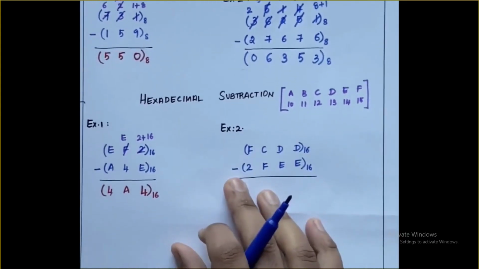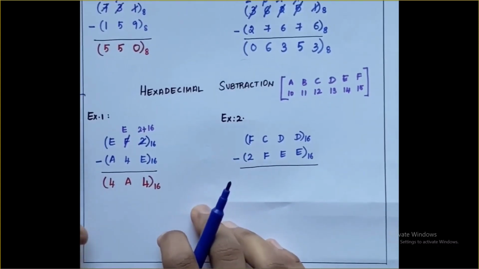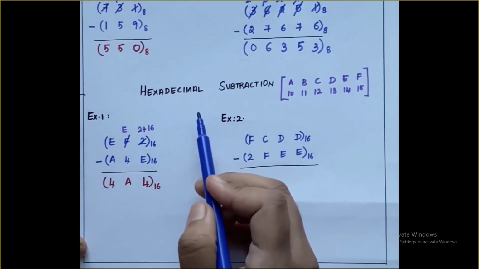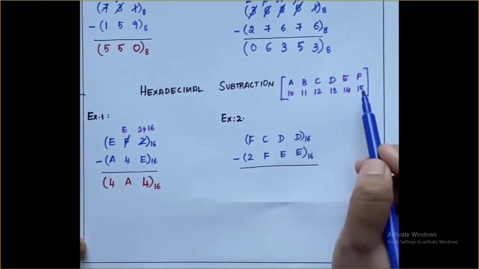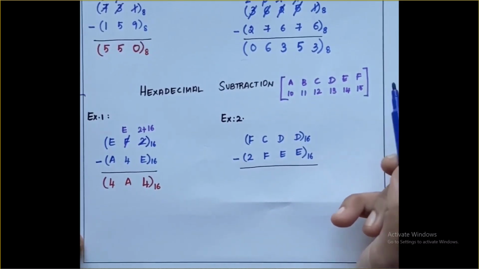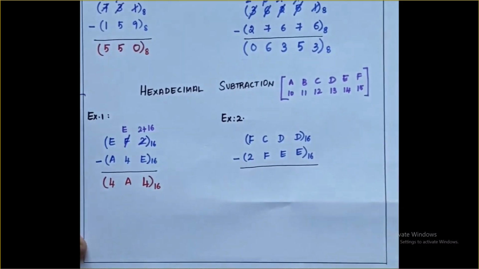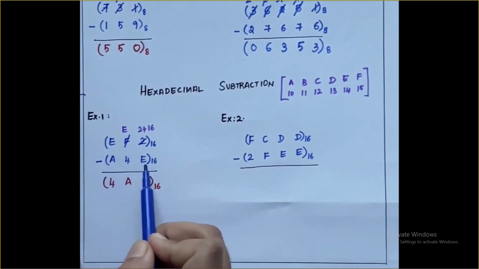Similarly, let us solve it for the hexadecimal now. To perform hexadecimal subtraction, we need to know the base values, that is A, B, C, D, E, F and the corresponding representation. If you write the values while solving the problem, you can relate it easily. Now let us solve the first example given, EF2 minus A4E.